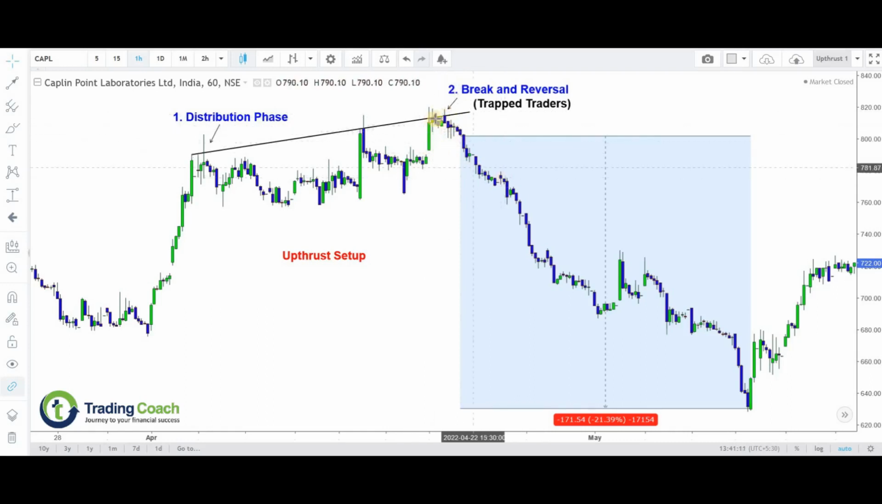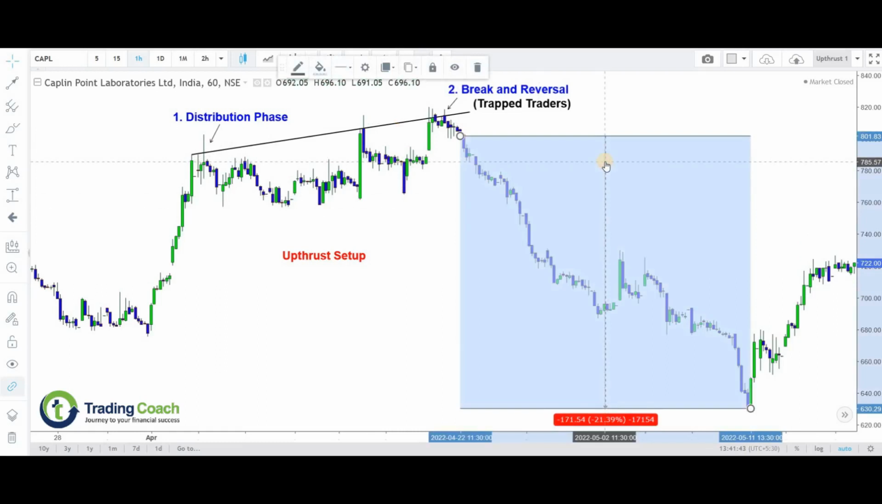Followed by that, you can expect a nice sell-off, because whenever you see a nice upthrust setup, the prices are likely to fall like anything. Just like we have discussed in the earlier video about the spring setup, upthrust is exactly the opposite of the spring. So once you see a nice upthrust setup, the market is going to fall like anything. All right, so how do you trade this particular setup?